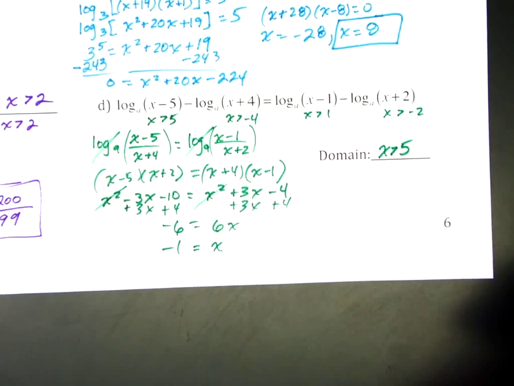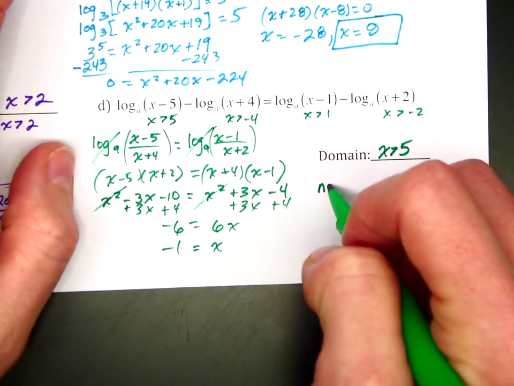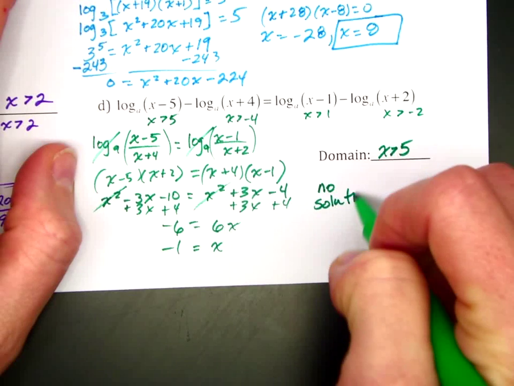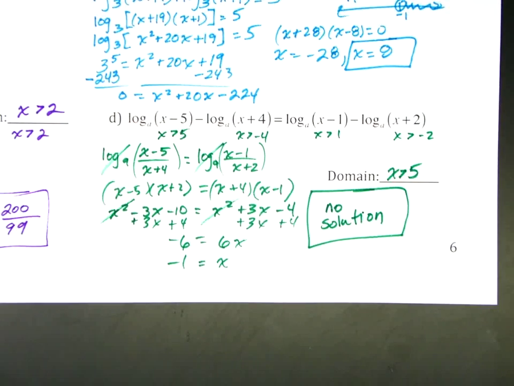That's great. Look at the domain. So the answer is no solution. Is there a way to know there's no solution sooner?